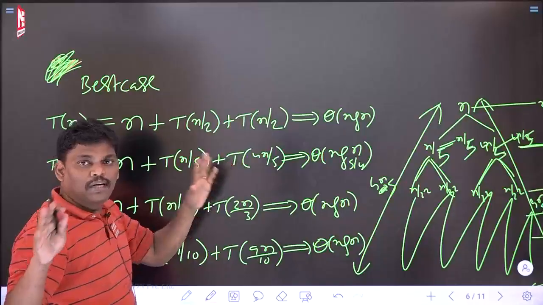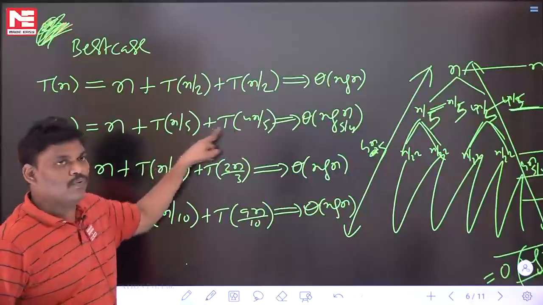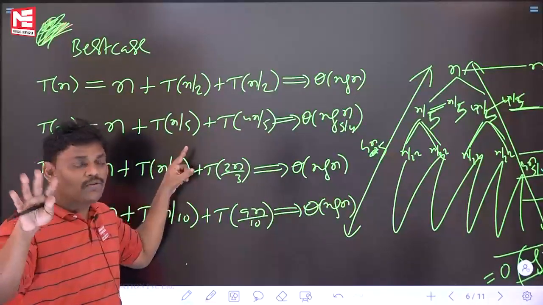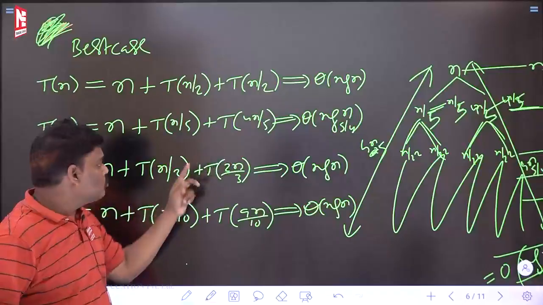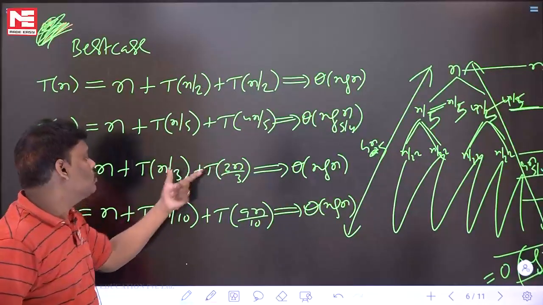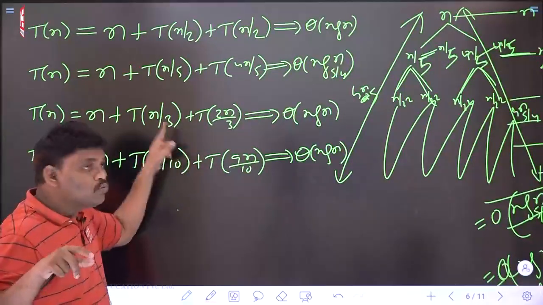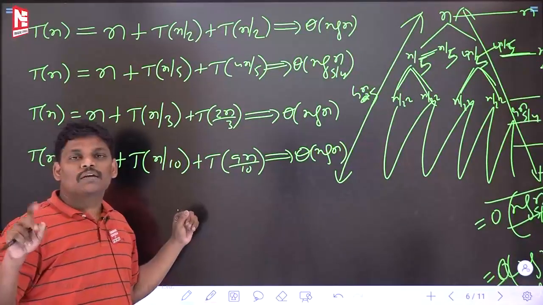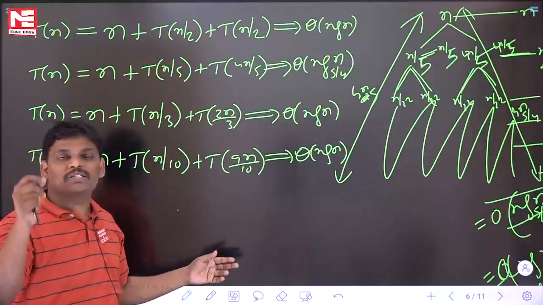No, it need not be 50-50. See this, it is almost like a 1:4 ratio. Out of 5 parts, 1 part is on this side, 20, and the remaining 80 is on this side. Next, out of 3 parts, 1 is on this side, 2 on this side, 1:2 ratio. Out of 10 parts, 1 here, 9, 1:9 ratio. So what I want to say is, it need not be 50-50. Like this also, quicksort will give best case and average case.